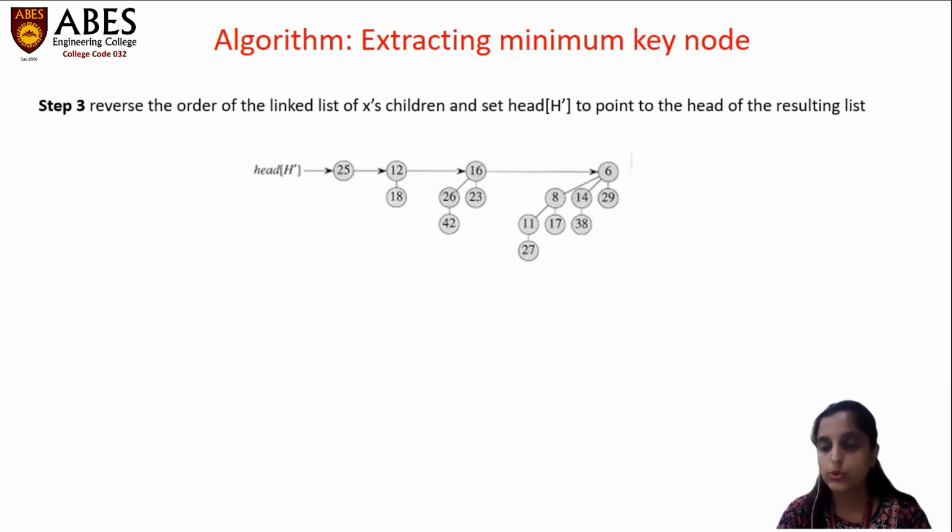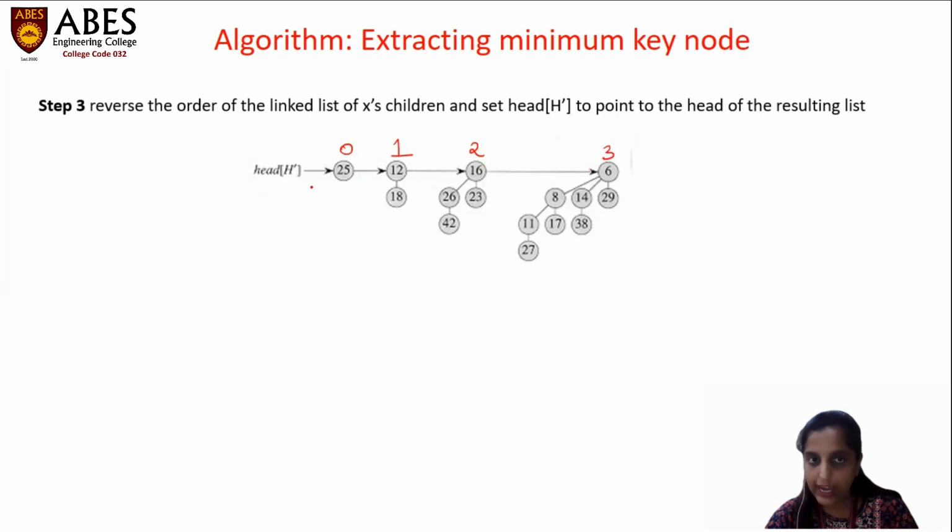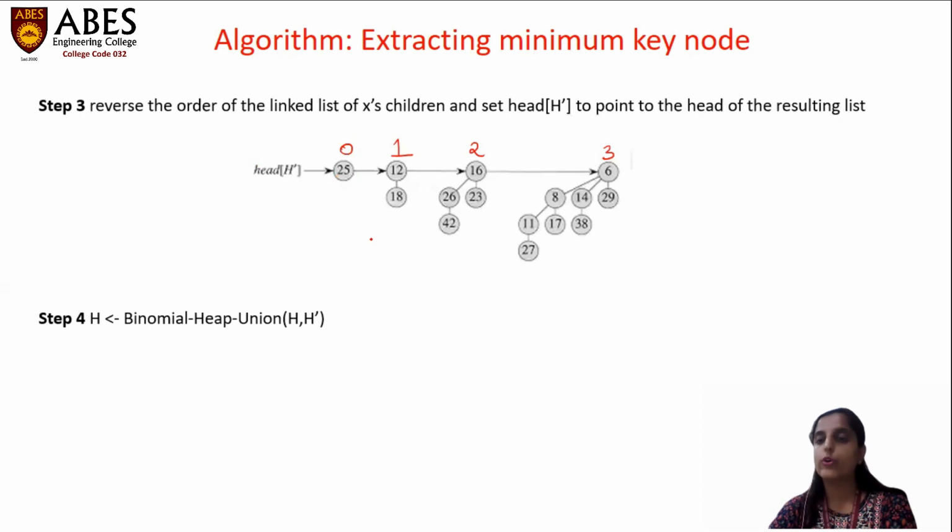So what we have to do is reverse all the elements of x node and set one head pointer h dash that is pointing towards 25. See, this degree is 0, this degree is 1, this degree is 2, and this degree is 3. We had set one head pointer h dash, which is pointing to the degree 0 binomial tree. This much we have already done, right? Now, after this, step 4 is saying that you have to perform union operation between h and h dash.